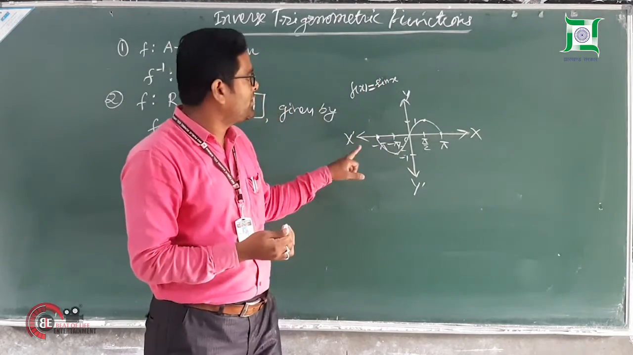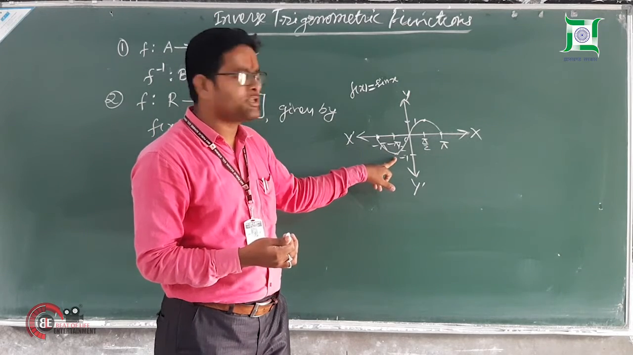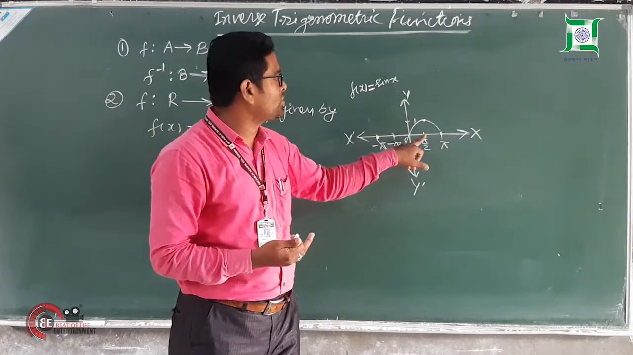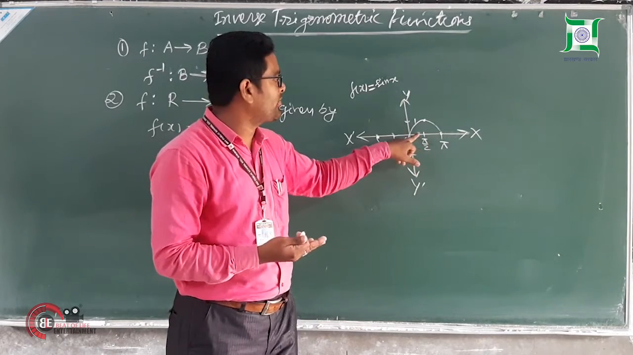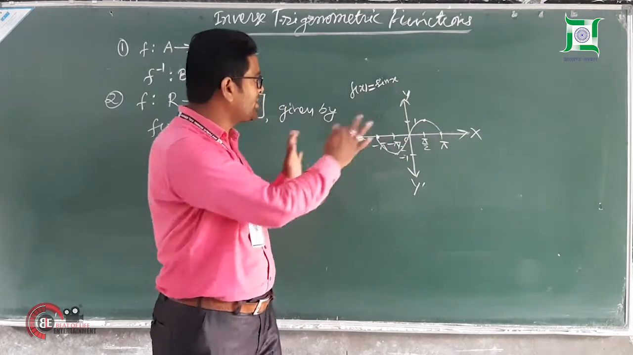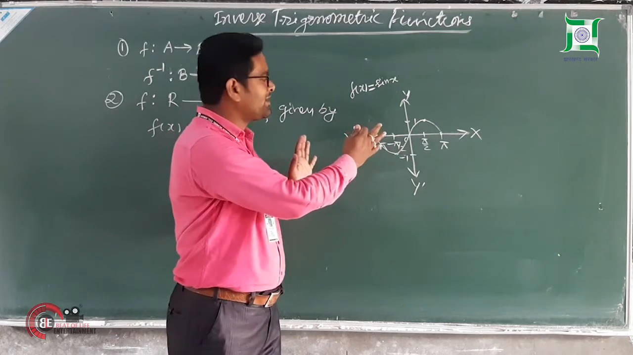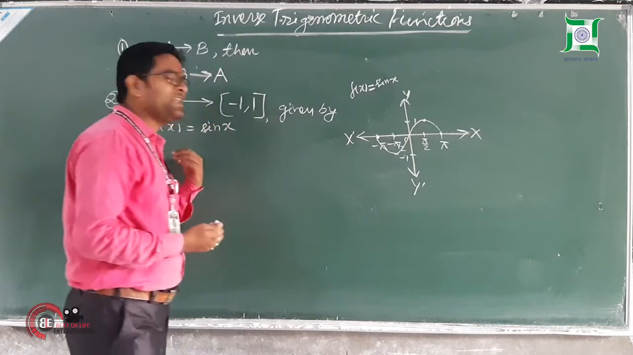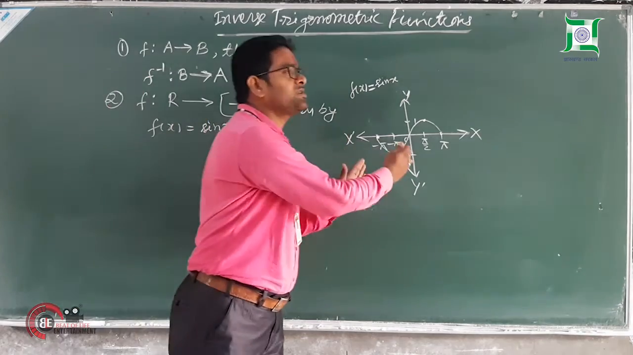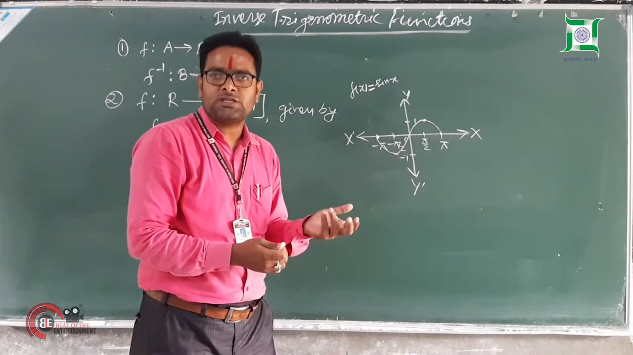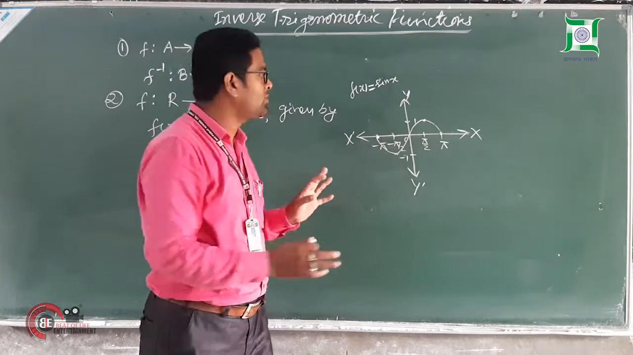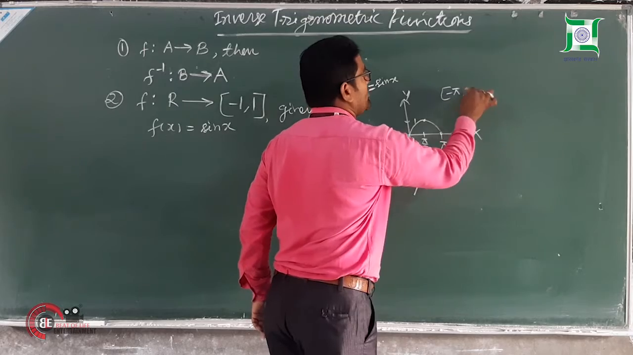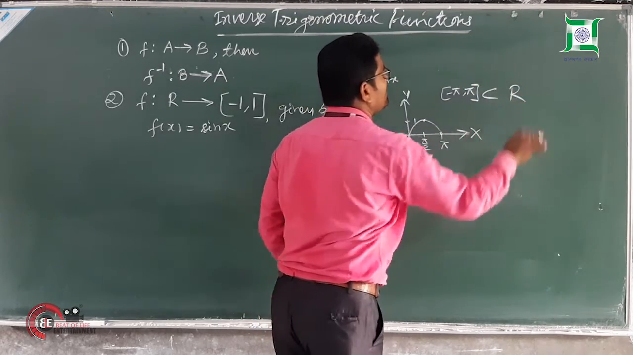You can see the behavior: between minus pi and minus pi by 2 it is decreasing, between minus pi by 2 and 0 it is increasing, between 0 and pi by 2 it is again increasing, and between pi by 2 and pi it is decreasing. So there are variations in each and every interval. So to define the inverse of a function, we will fix an interval that will be a subset of the set of real numbers. You know, minus pi to pi is also a subset of the real numbers.